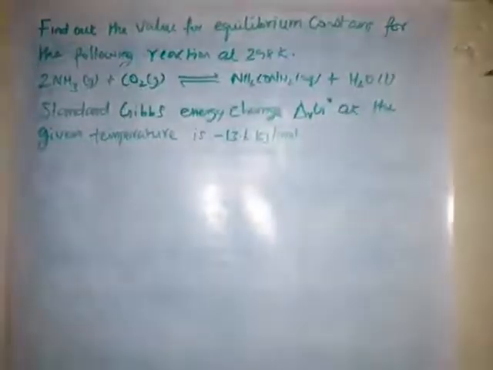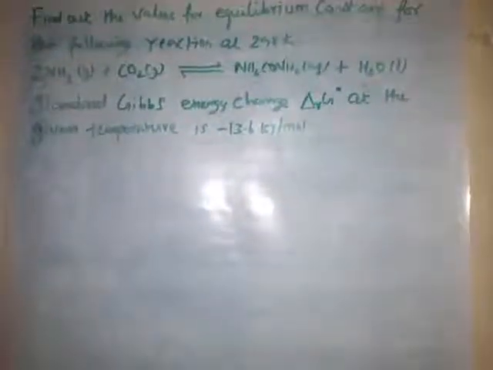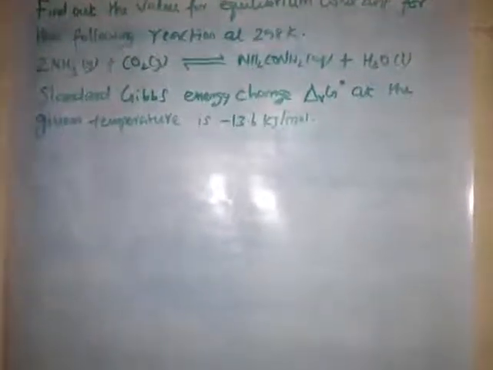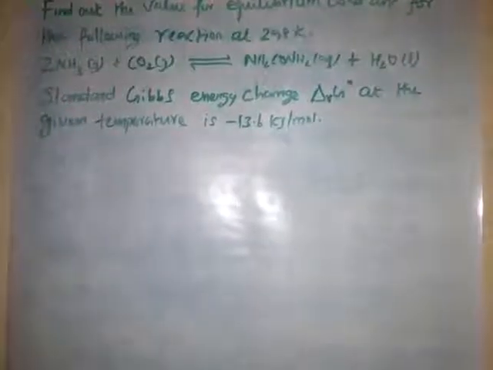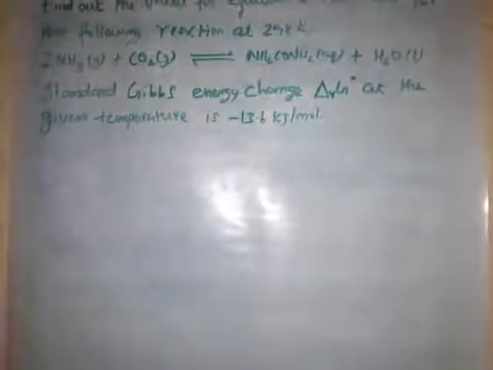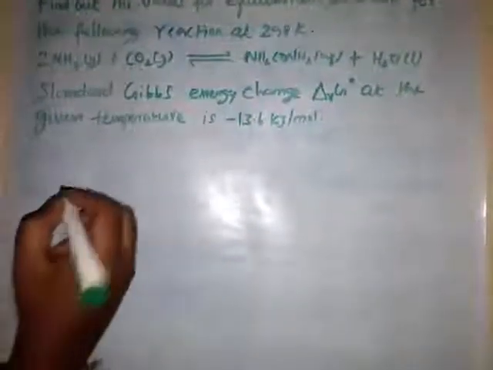Next problem. Find out the value of the equilibrium constant for the following reaction at 298 Kelvin. 2 moles of NH3 gas plus 1 mole of carbon dioxide gas gives NH2CONH2 aqueous plus H2O liquid. Here the standard Gibbs energy change at the given temperature is minus 13.6 kilojoule per mole. So here we have to find out the equilibrium constant, that is K.